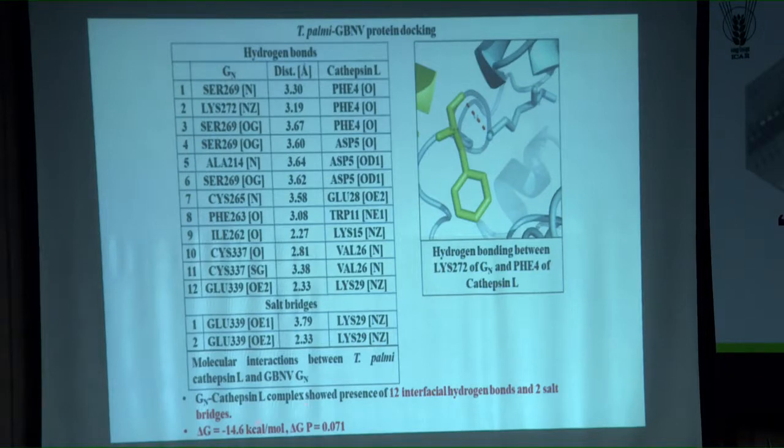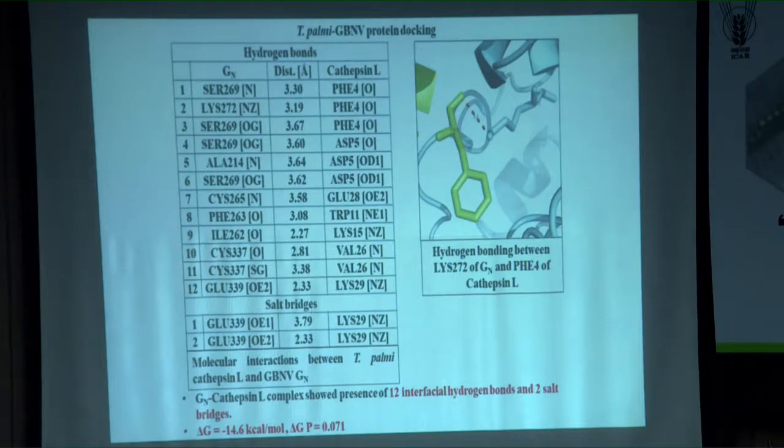Okay. And what is this free energy? The less free energy there is, the more stable your interaction is. If there is more free energy, that means your interaction is not much stable. And what is delta Gp?